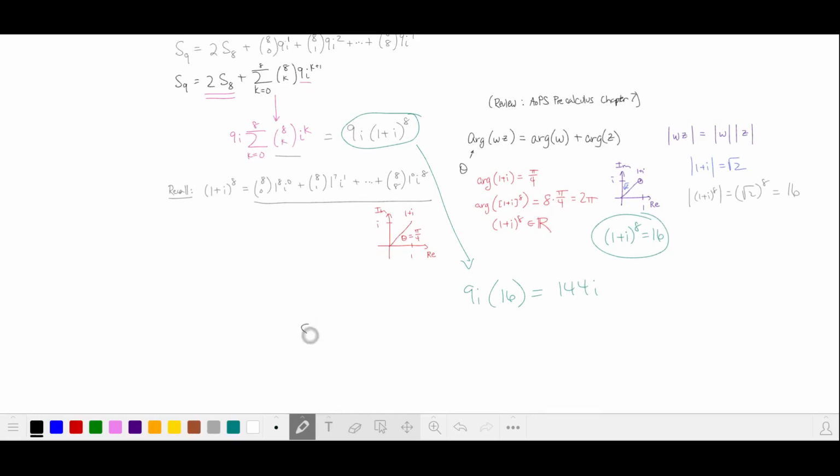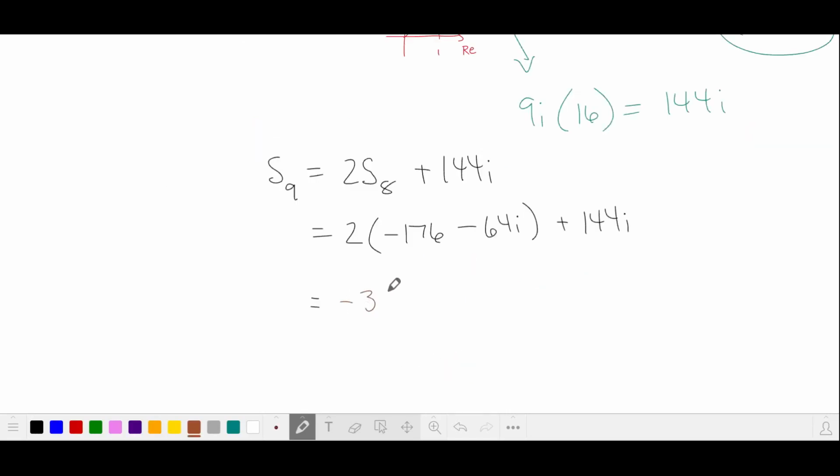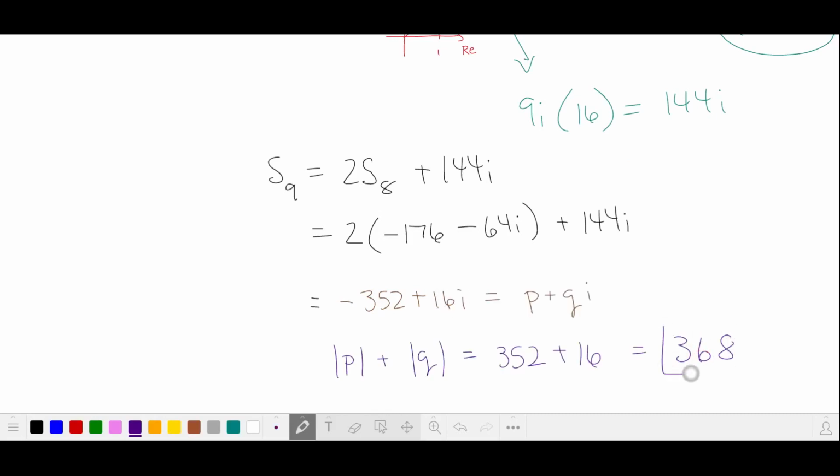And now we can calculate S9. In the problem statement, S8 is negative 176 minus 64i. Doubling it and adding 144i, this adds up to negative 352 plus 16i. So our answer is 368.